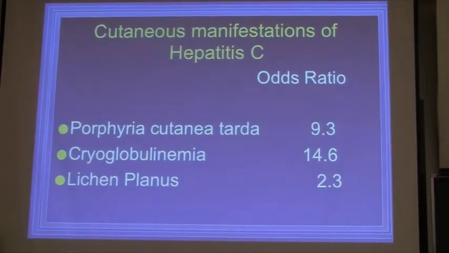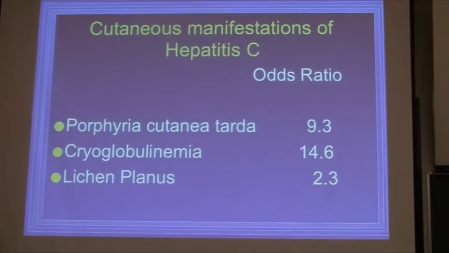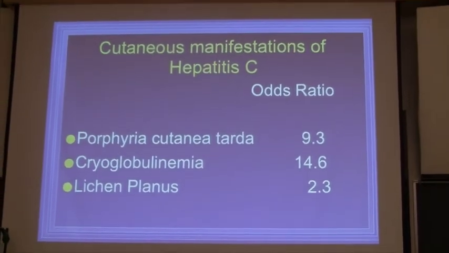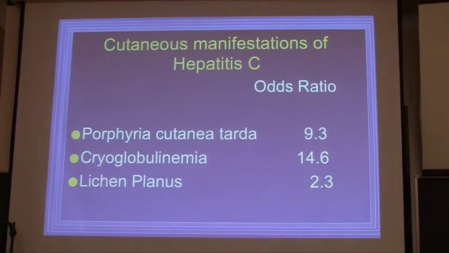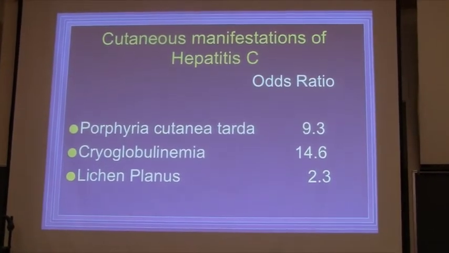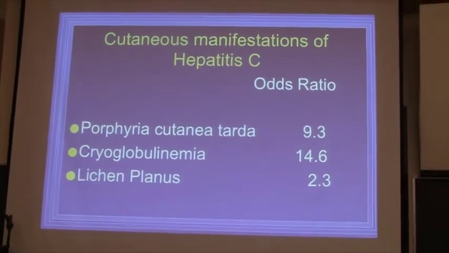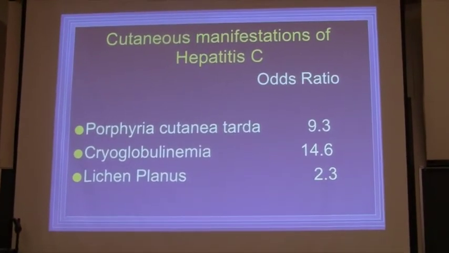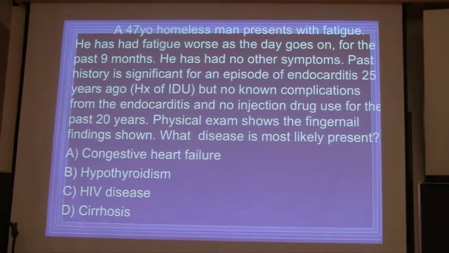If you find one of these things, what's the increased chance they have underlying hepatitis C? The vasculitis is the highest at 14-fold increased risk. The porphyria 9-fold, and lichen planus only 2.3-fold increased risk.